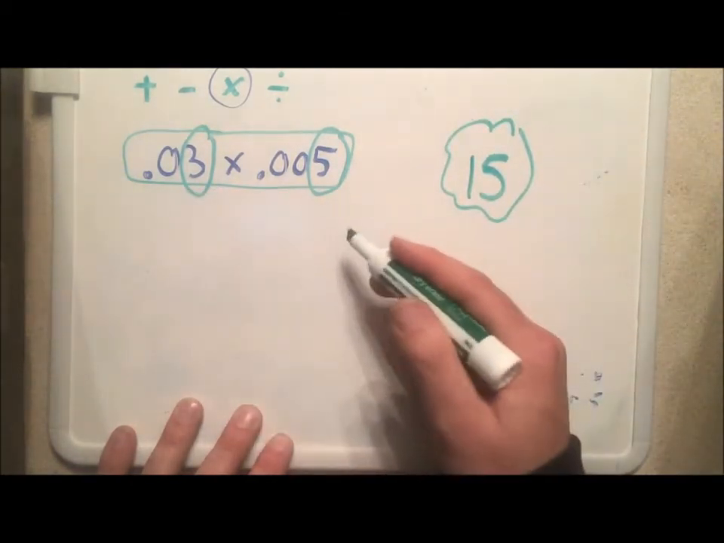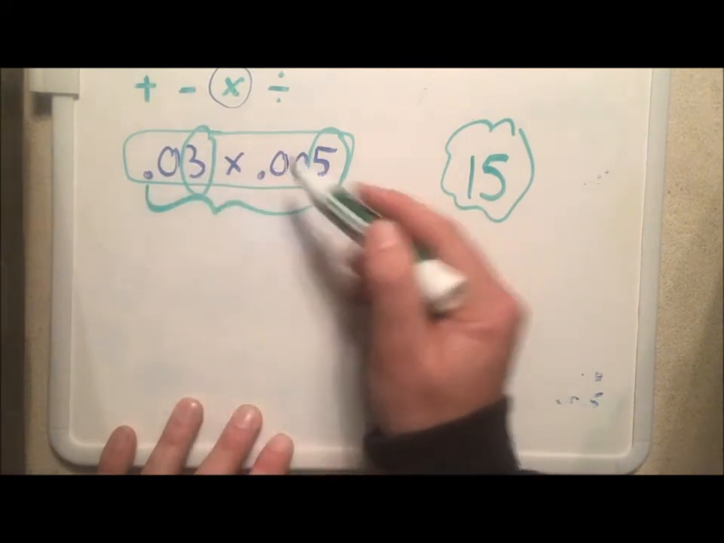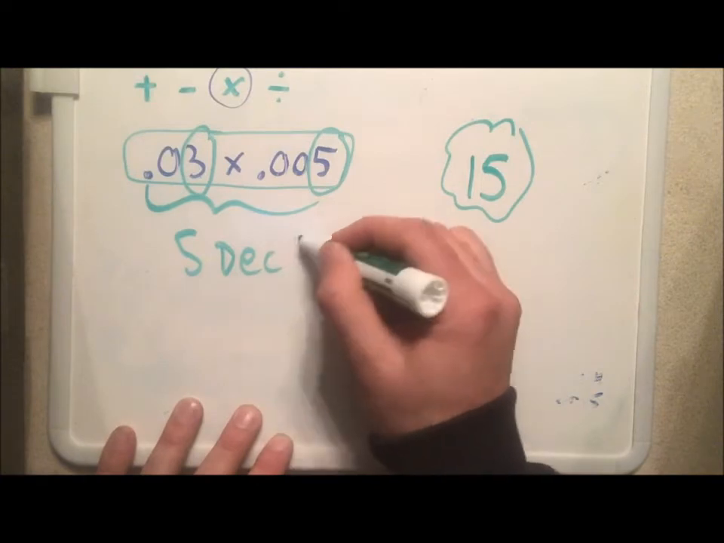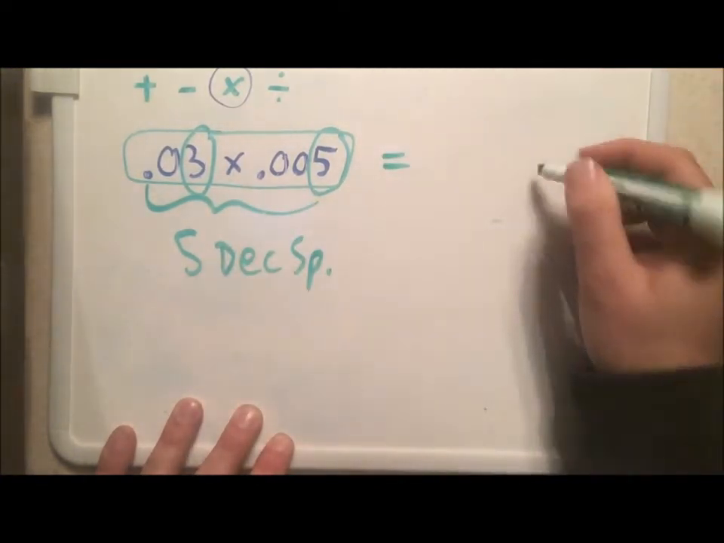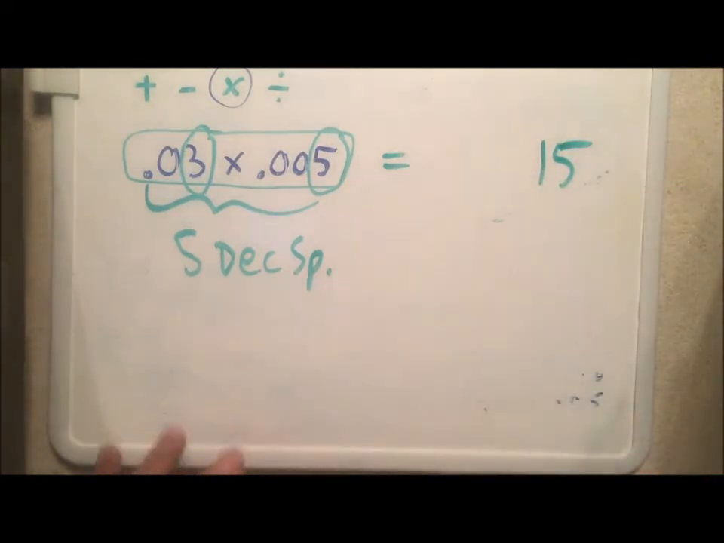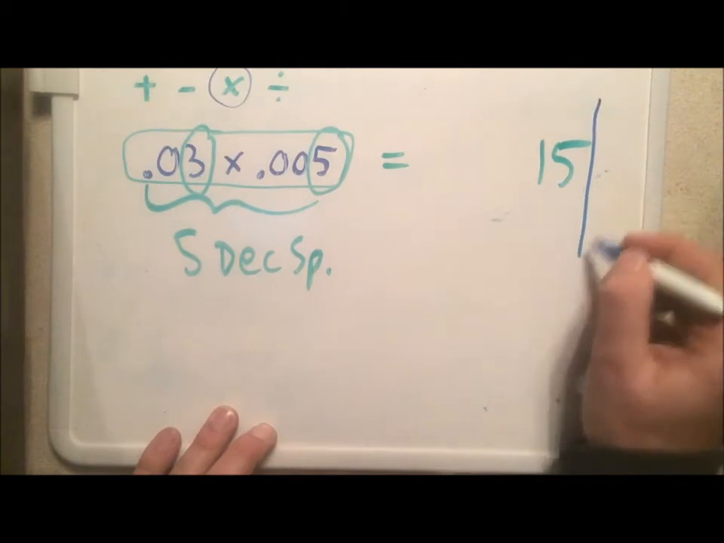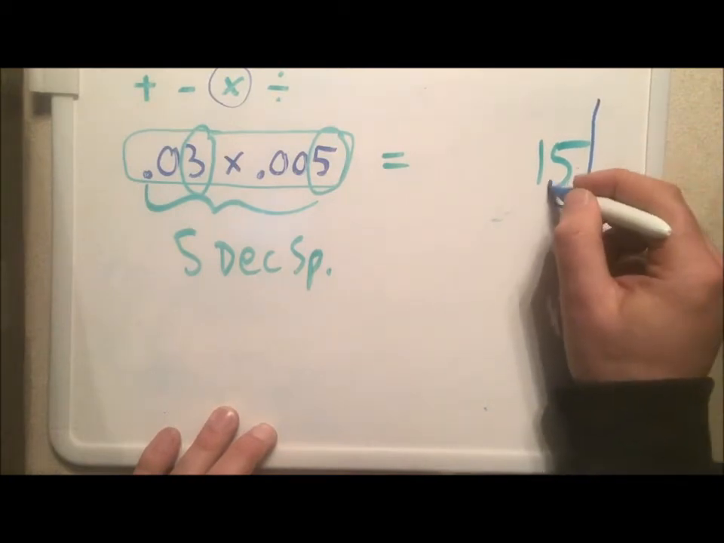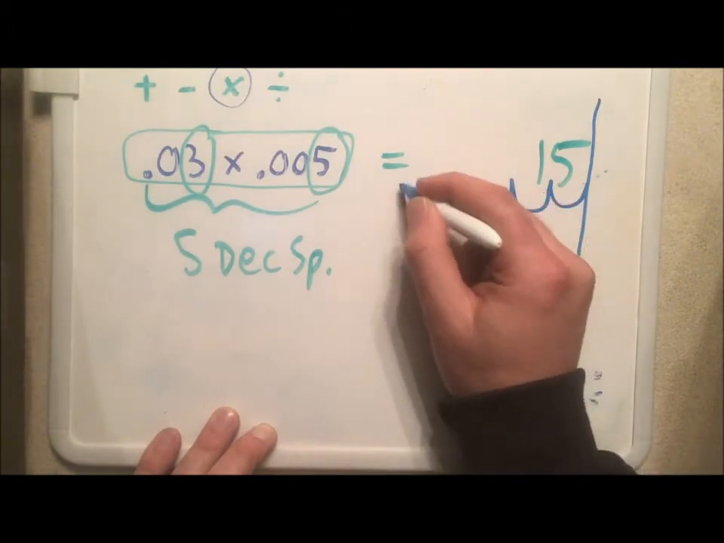So what about the rest of this stuff? Well, there's 1, 2, 3, 4, 5 decimal spots on this side. So instead of it just being a 15, 5 decimals here, we just have to go from our wall 5 decimal spots. 1, 2, 3, 4, 5.